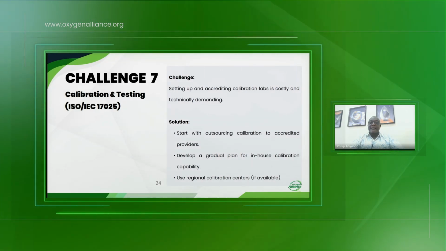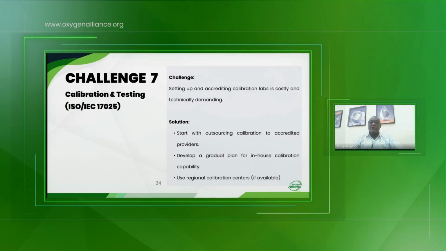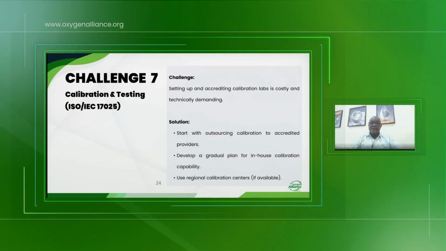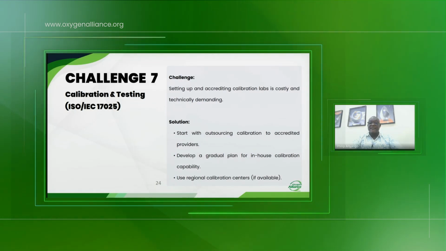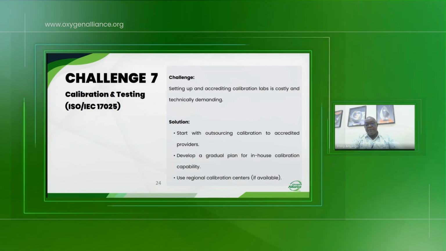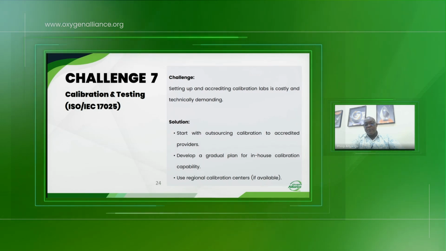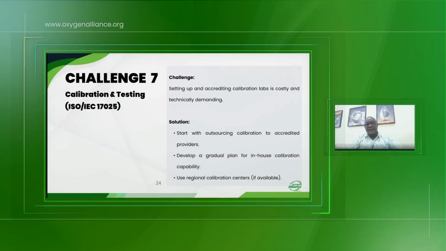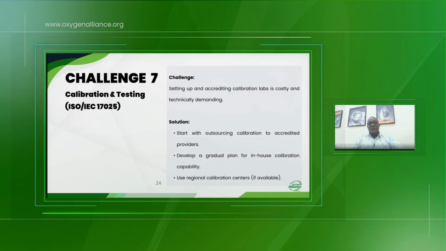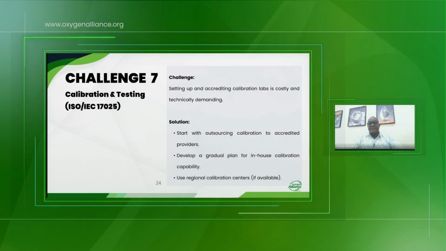Challenge number seven is calibrating and testing, ISO 17025. Setting up and accrediting a calibration lab is costly and technically demanding. So start with outsourcing calibration to accredited providers. Develop a gradual plan for in-house calibration capability. Use regional calibration centers if possible.